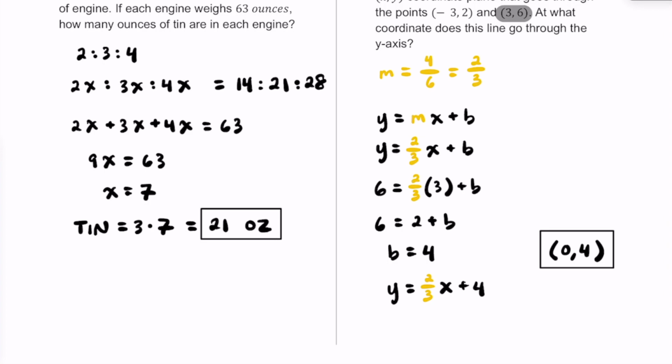And if you wanted to check this at all, you could plug in -3, 2 in for x and y, and you should get a true statement if you plug those in. If you plug in 3, 6 into x and y here as well, you'll notice that the equation will be true. And finally, you can test this 0, 4, which is definitely on the y-axis. If you plug 0 and 4 in for x and y, you're going to notice that it's also going to be true.